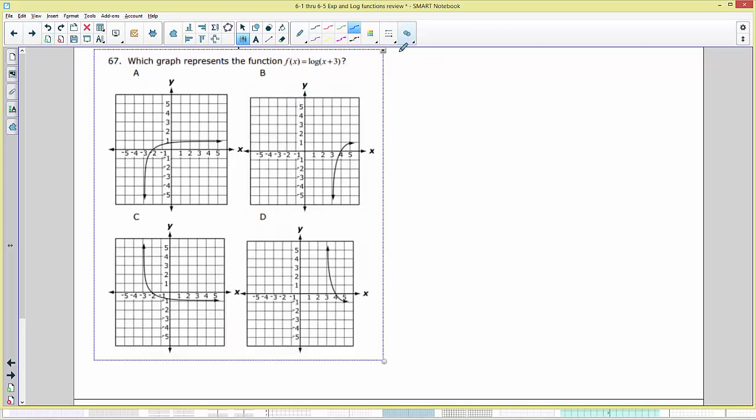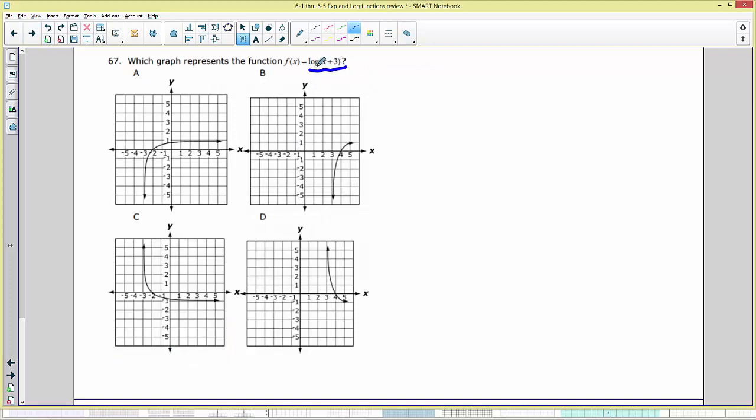Okay, which graph represents this? Well, this is a very standard parent log graph. However, what is the base here? It's actually log base 10. We don't see a 10. Right? We don't see a 10. So it's log base 10.